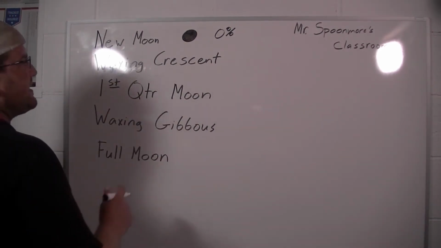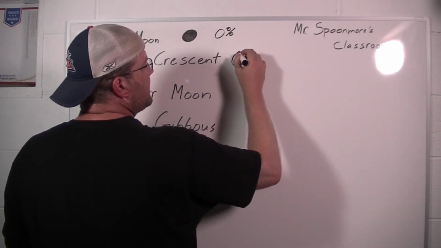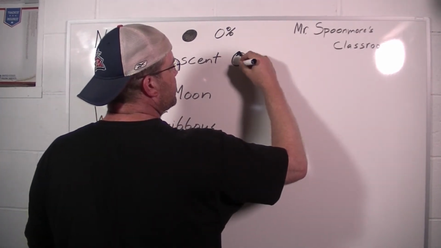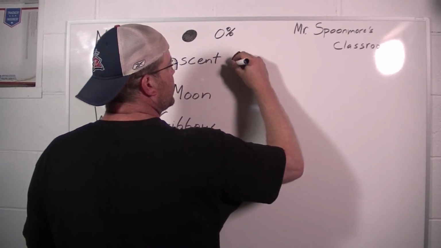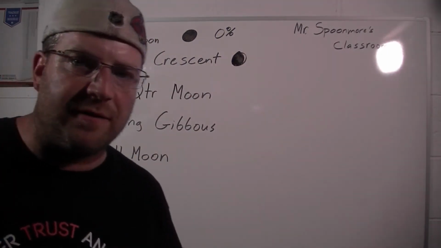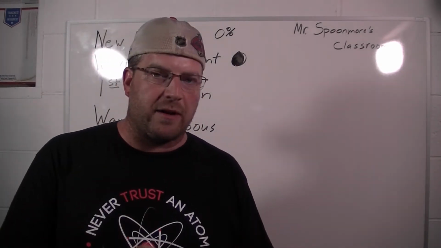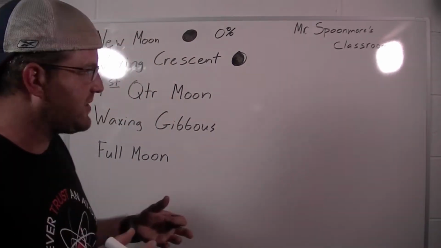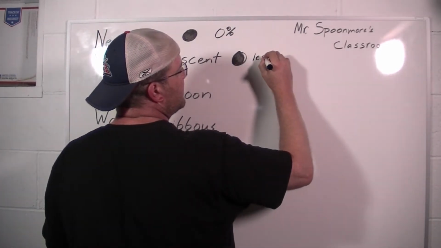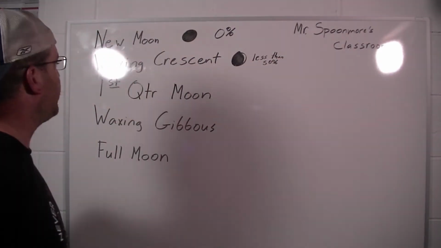The waxing crescent is the next phase. And that is when I see a piece cut out on the right side. And it looks like a little sliver. And a way to remember crescent being less than half of the moon being visible is think about like a crescent roll. If you've never had a crescent roll, go to Panera Bread, order a crescent or a croissant, and then you will see it. So that is when I see less than 50% of the moon from the Earth.